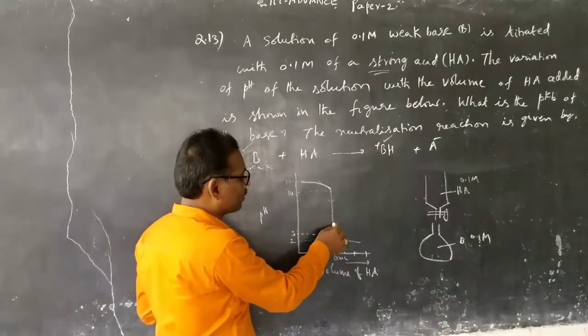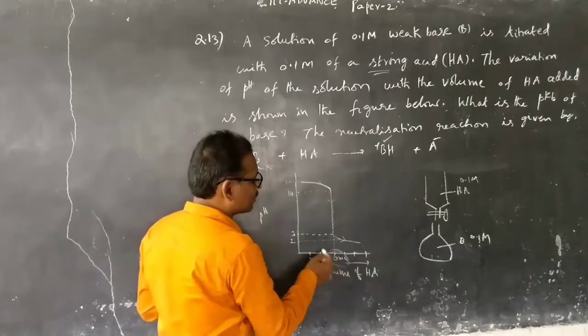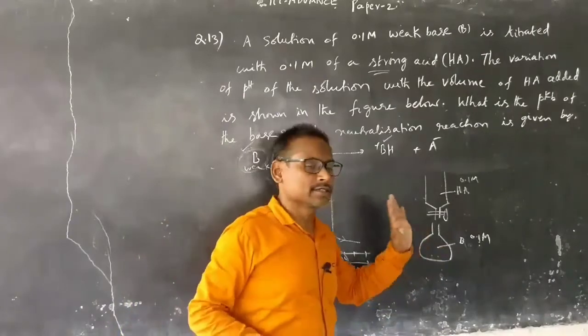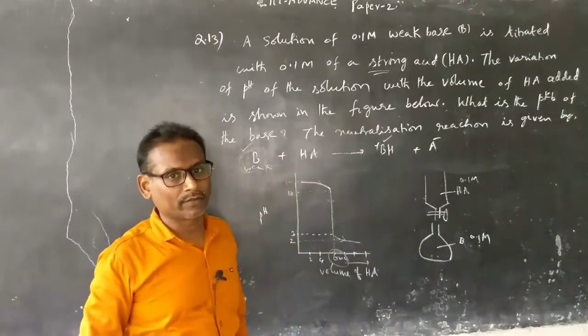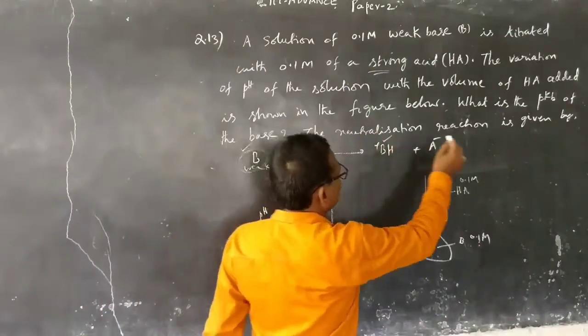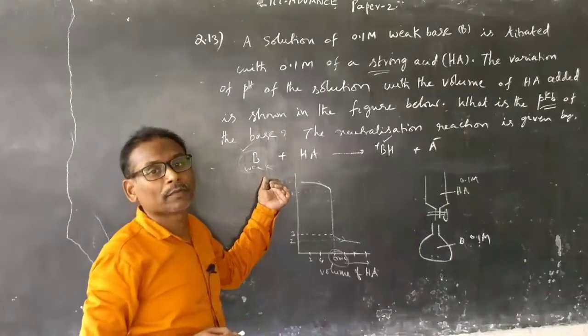What is the volume of acid added at the neutralization point? 6 ml is added. The 6 ml is required in order to neutralize this base. That is the point we can get from the graph. But the question is they are asking for pKb. So what is the pKb of this weak base?